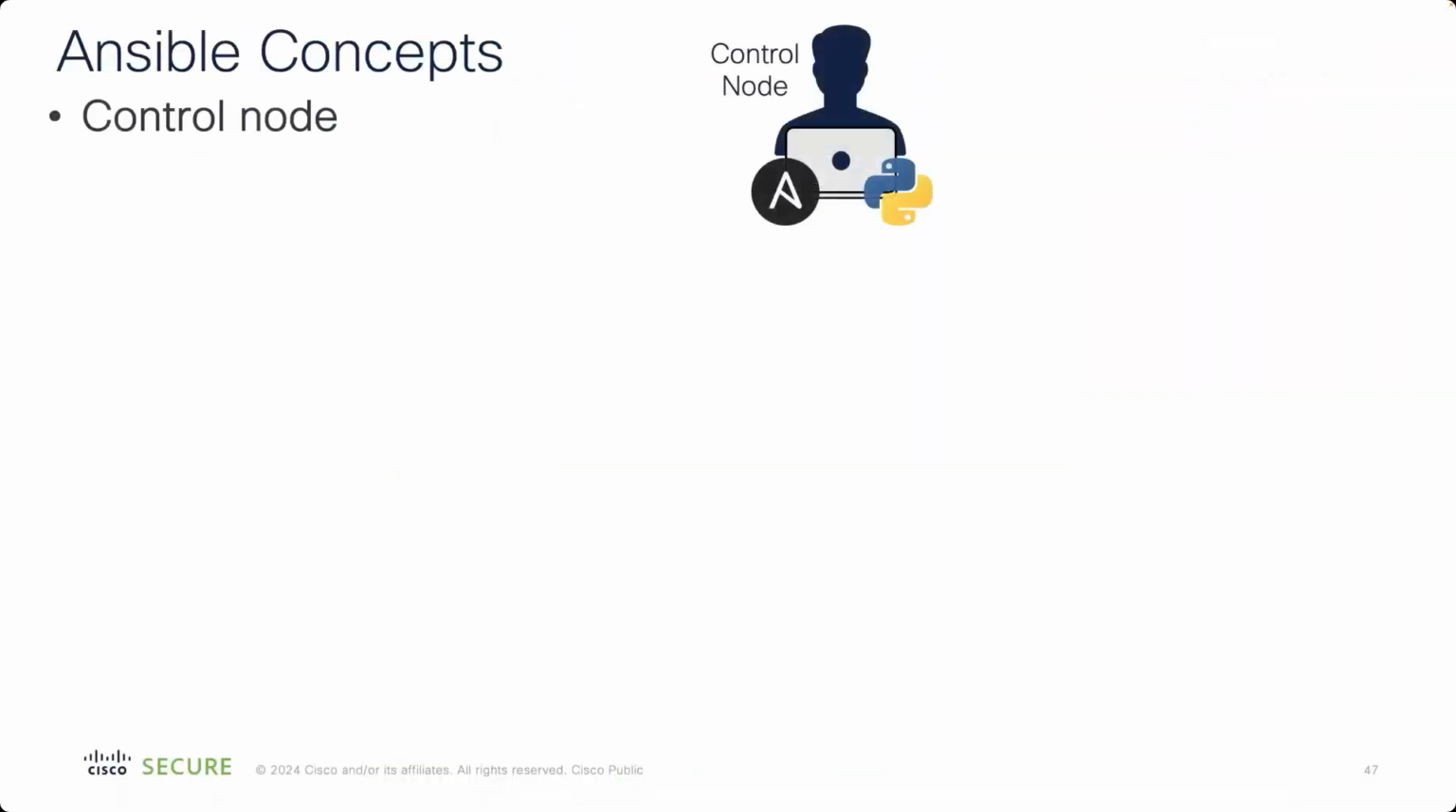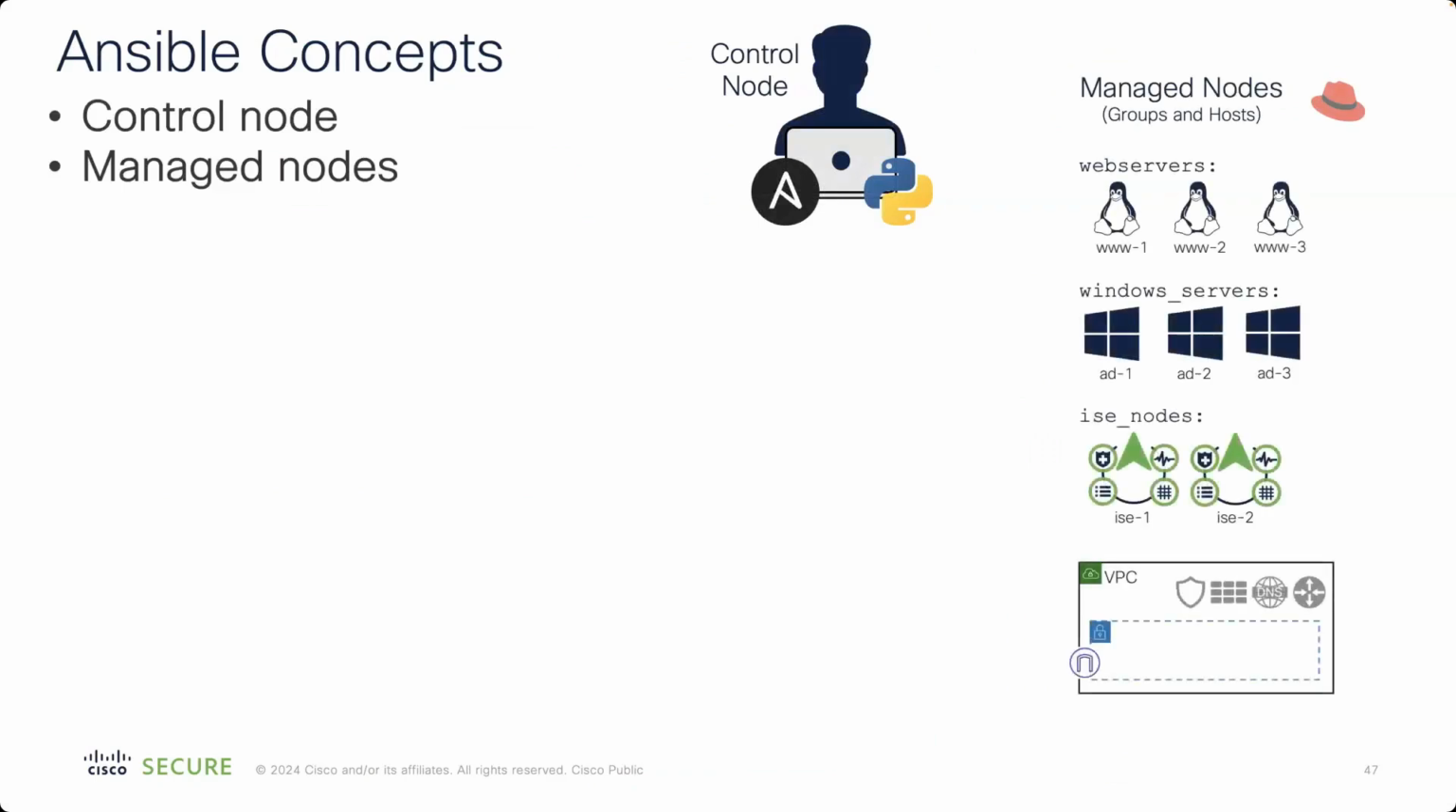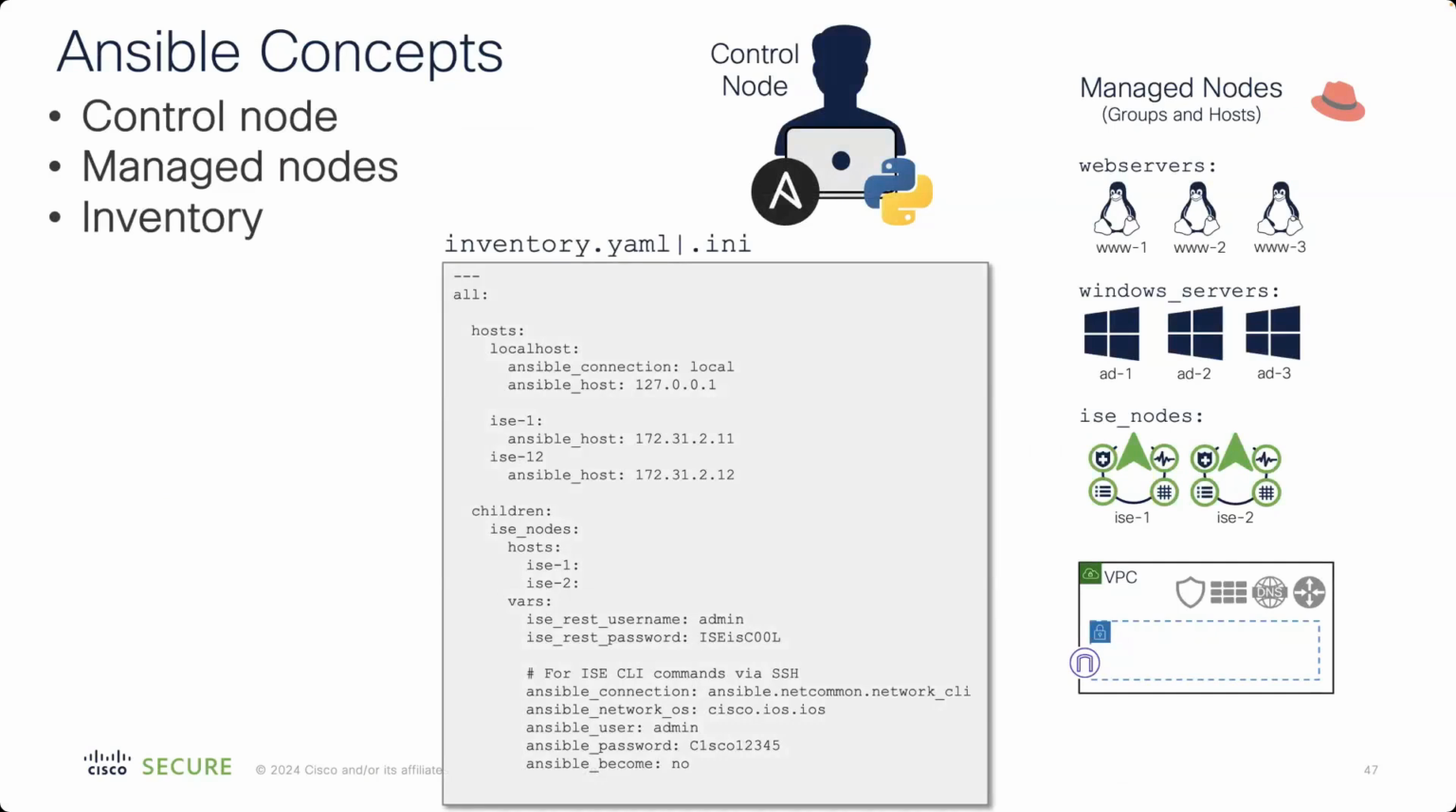So the concepts for Ansible: we're going to start with the control node. That's your machine. For me, that's my macOS machine now. Managed nodes are the different servers I want to talk to, whether it be web servers, Windows, ICE nodes, or even my AWS infrastructure. And then you have an inventory, which tells Ansible which host belongs to which IP address and how to talk to those hosts, whether it's through SSH or HTTP or whatever.